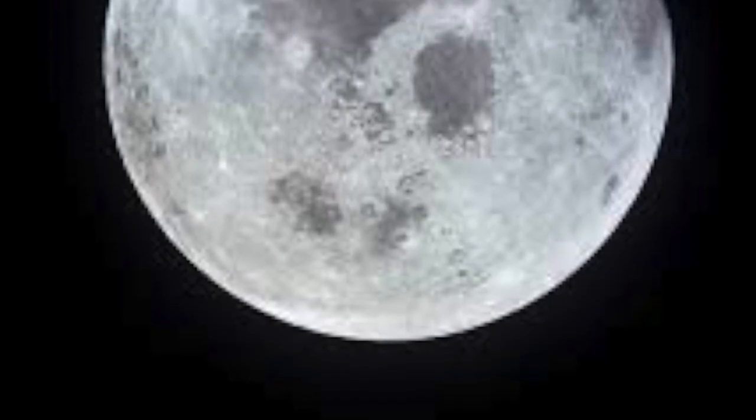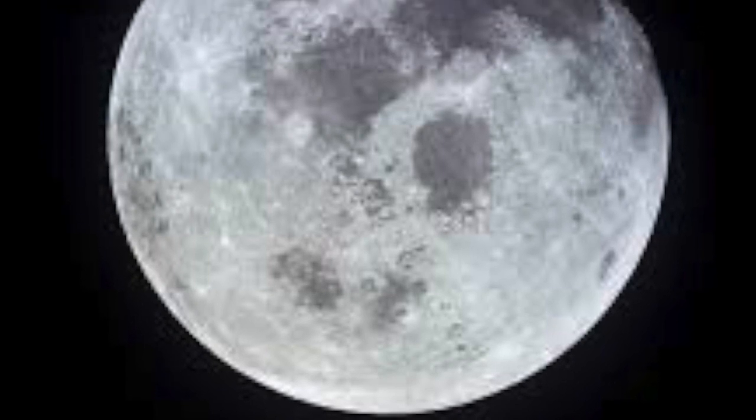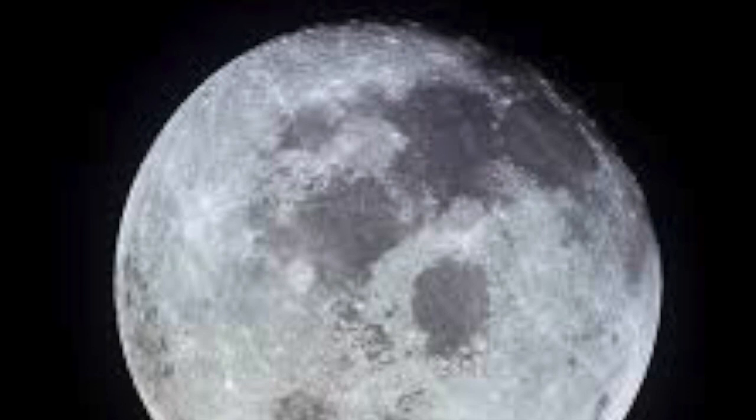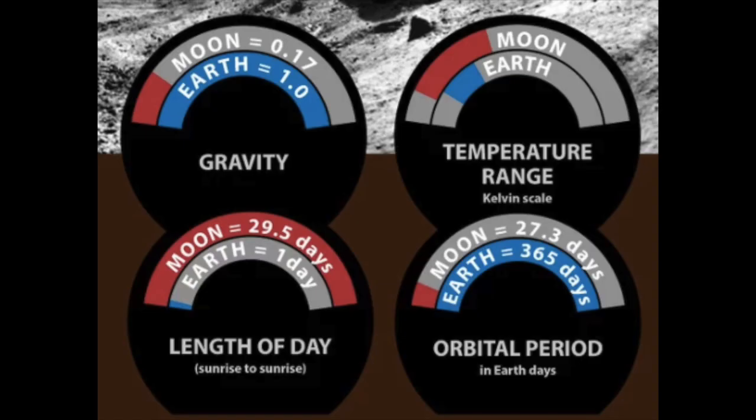What were the conditions on the moon? Gravity is measured at meters per second squared, or m/s squared. The moon's gravity is 1/6 of what it is on Earth, so it has a 6-to-1 ratio. The Earth's gravity is 9.8 meters per second squared, while the moon's gravity is 1.63 meters per second squared.